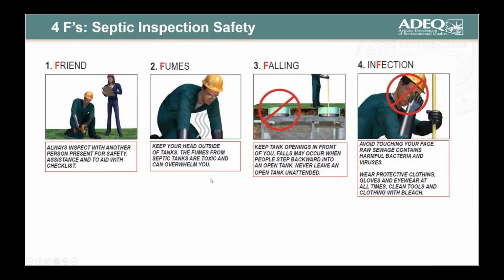So let's look at septic inspection safety guidelines. We've got 4 F's: friend, fumes, falling, and infection. Infection, the F is the third letter in. So first of all, in regard to the friend of the inspector, you always inspect with another person present for safety, assistance, and to aid with the checklist.